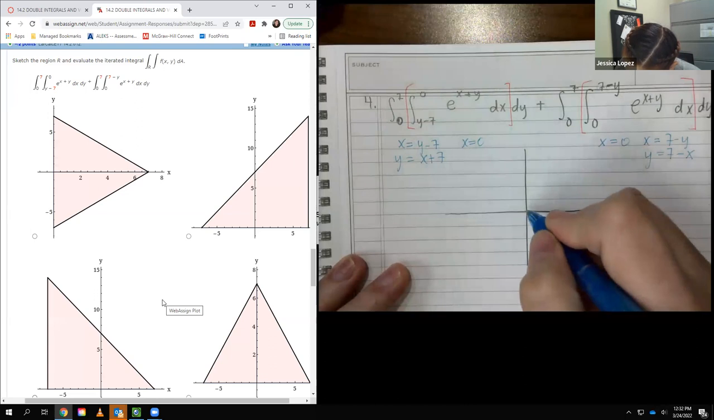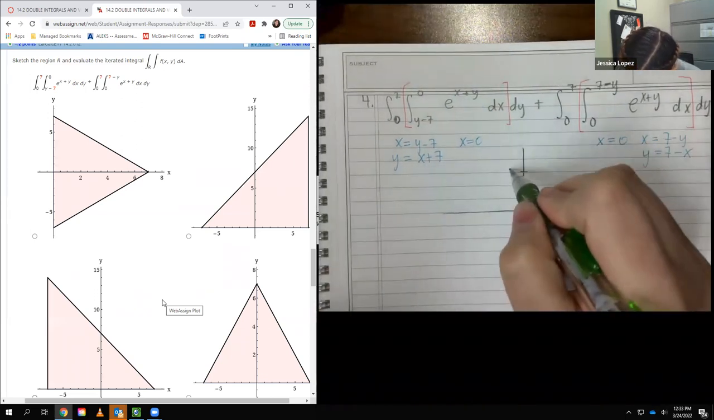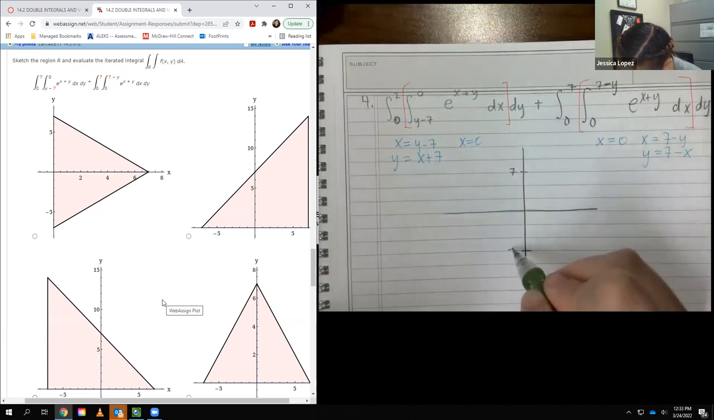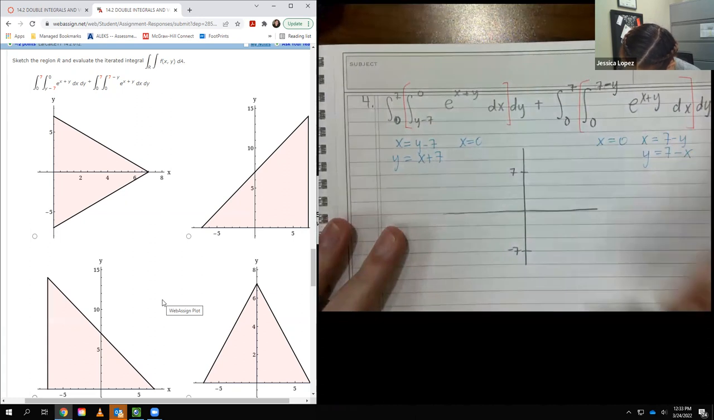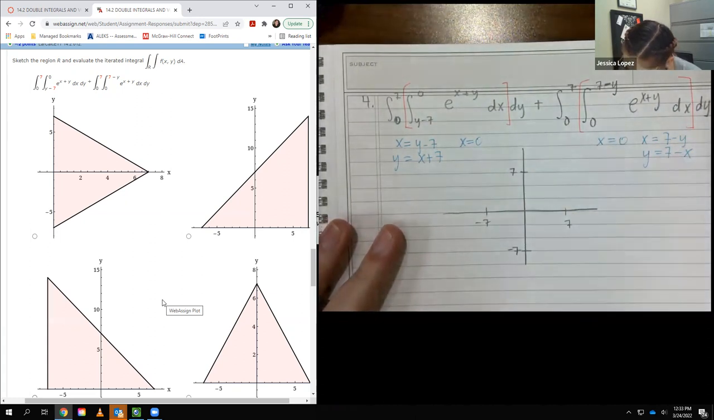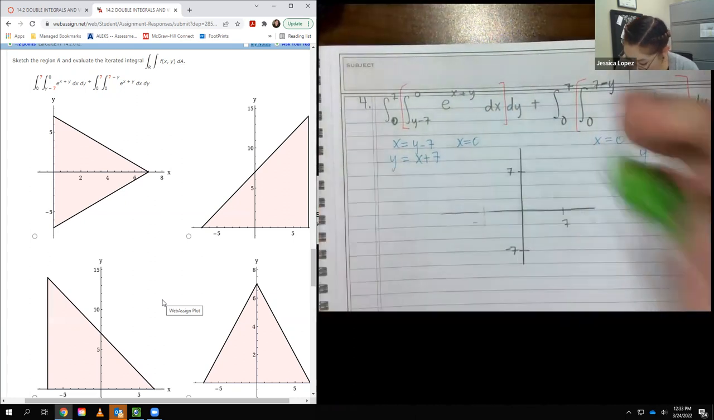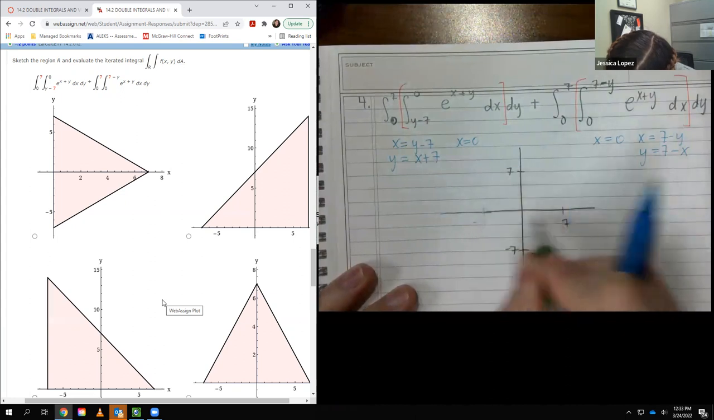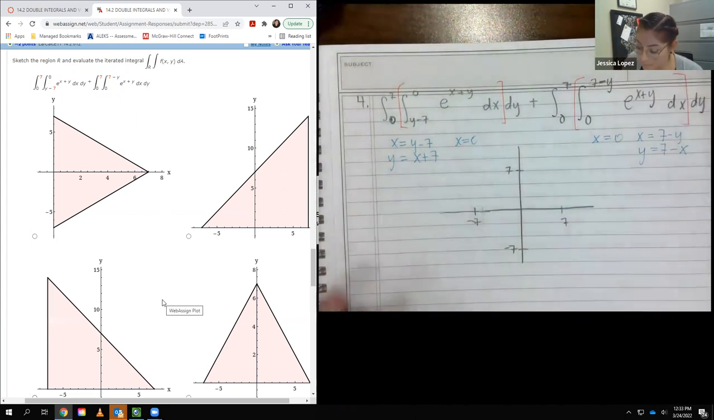I'm going to have 7. Let's just mark this as 7 and then this one is negative 7. So for here, I'm going to put 7. Negative 7. No, that's not right. They need to be at least the same. So right here maybe. Okay.